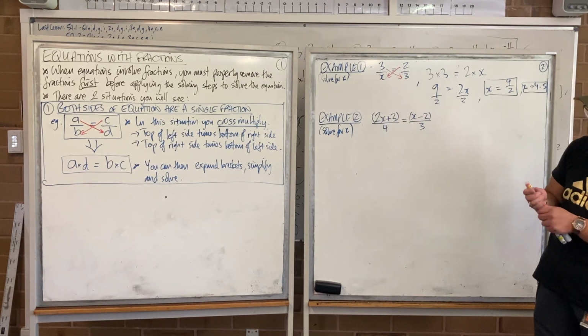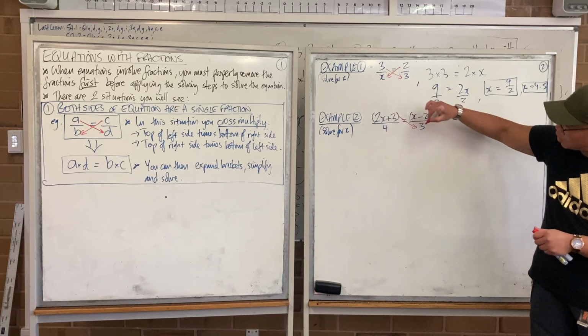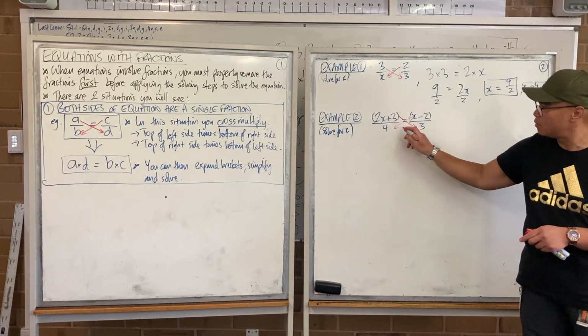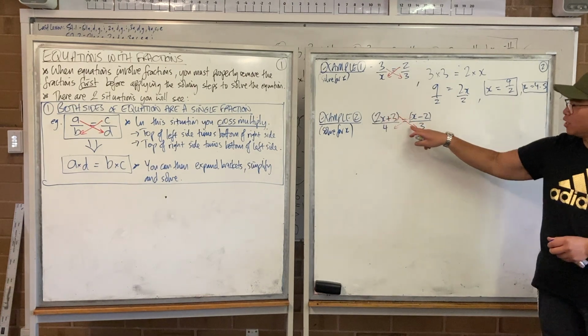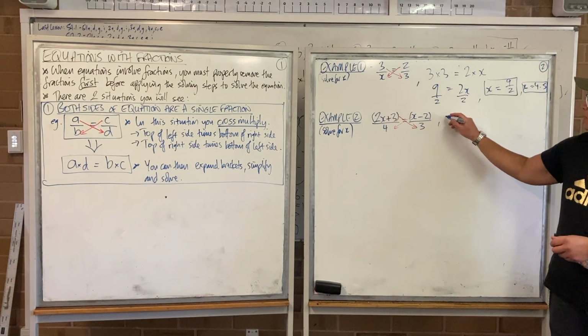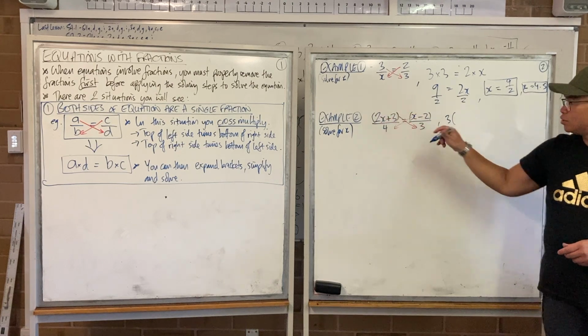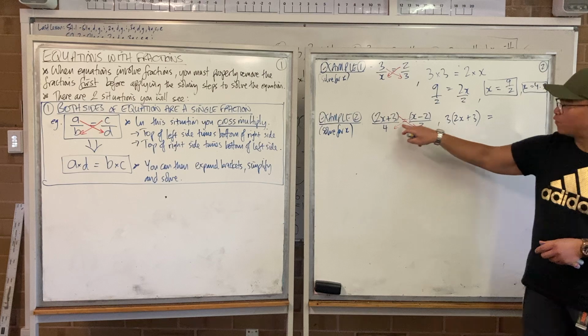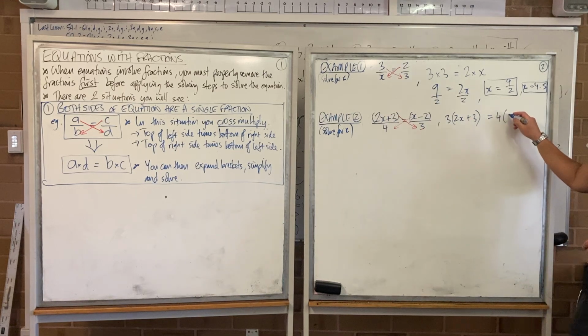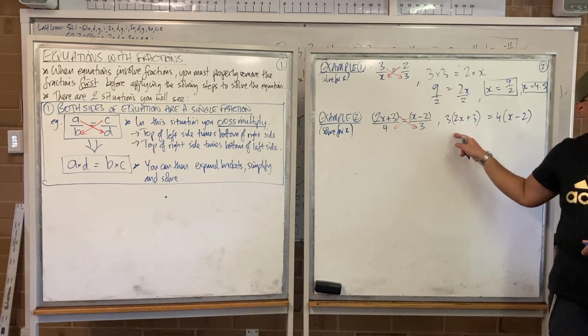So once again, we cross multiply. Top times by the bottom on the right, top times by the bottom on the left. So what's the first one going to be? It's 3 times by, what's all of this? 2x plus 3 equals, what's this? 4 times by, good. Do you have a way of expanding brackets?